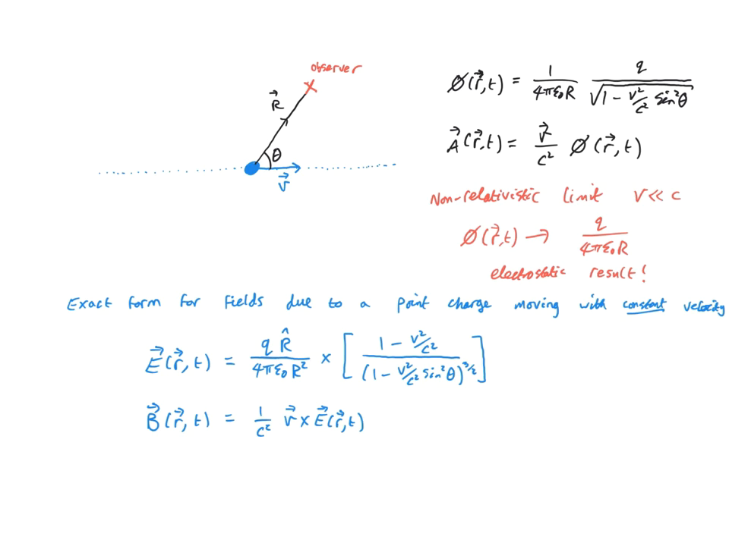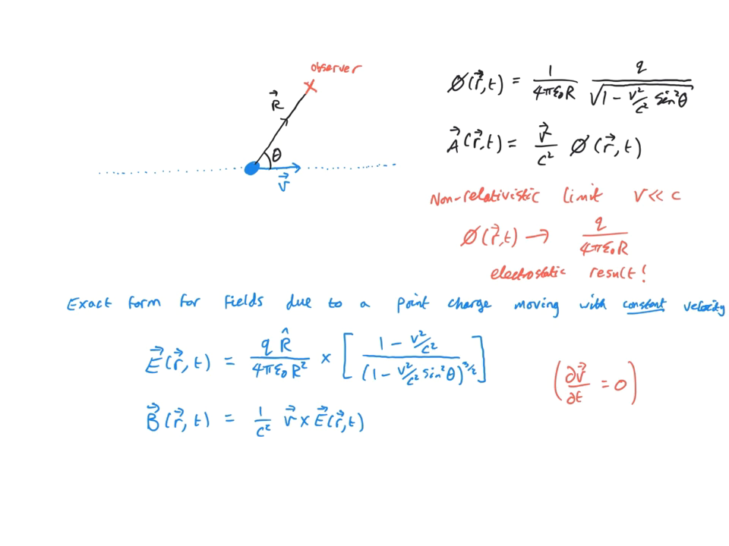So here I am assuming that dv/dt is equal to 0. The particle is not accelerating. We get slightly more complicated expressions if the particle is also accelerating. Here I'm just considering a uniform motion.